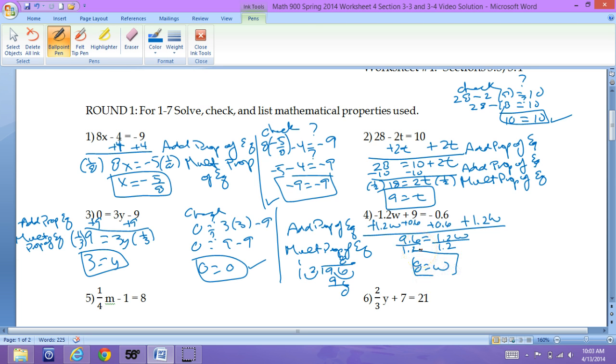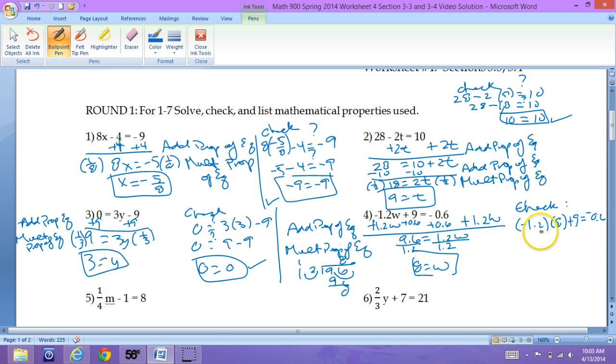So now we have to actually check it. Let me write the check. Negative 1.2 times 8 plus 9 equals negative 0.6. We've already done, oh, this is interesting. Why did I put a plus? I don't think I meant to. I think that was supposed to be parentheses, but it doesn't look like it, so I'm going to fix it.